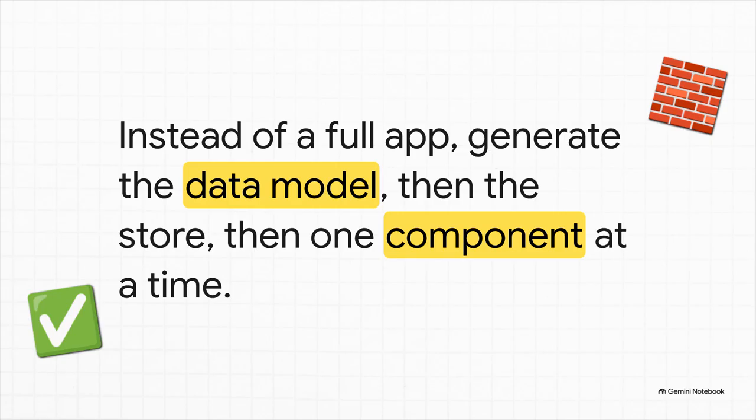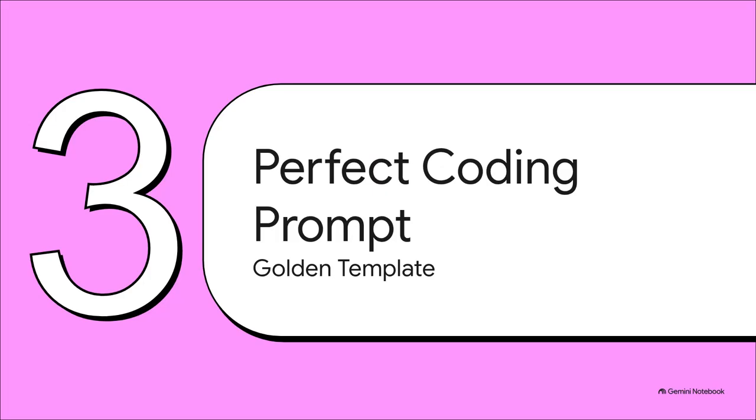Let's ground this whole concept with a practical example directly from our source. Say you want to build a to-do app. The huge mistake is just going in and commanding, hey, build a to-do app. The small unit solution is to break that right down. First, you ask the AI to generate just the data model. You verify it. Next, you ask for the store. You verify it. Then you generate one UI component at a time, verifying each and every one. By the time you're done, you actually have a fully functioning app, and you never once had to reverse engineer some massive AI-generated hallucination. Which brings us to section 3, the perfect AI coding prompt, the golden template for execution.